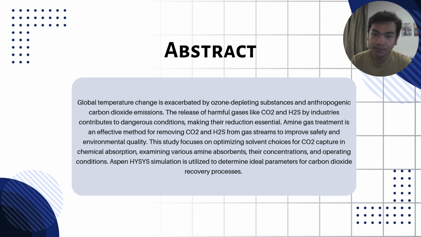Amine gas treatment is an effective method for removing CO2 and H2S from gas streams to improve safety and environmental quality. One of the applicable solvents used in the chemical absorption and desorption process to recover carbon dioxide from flue gas is amine. So the Aspen HYSYS simulation determines the ideal number of stages for the absorber and stripper sections, the ideal absorbent concentration, and the best conditions for carbon dioxide removal for each amine solvent.